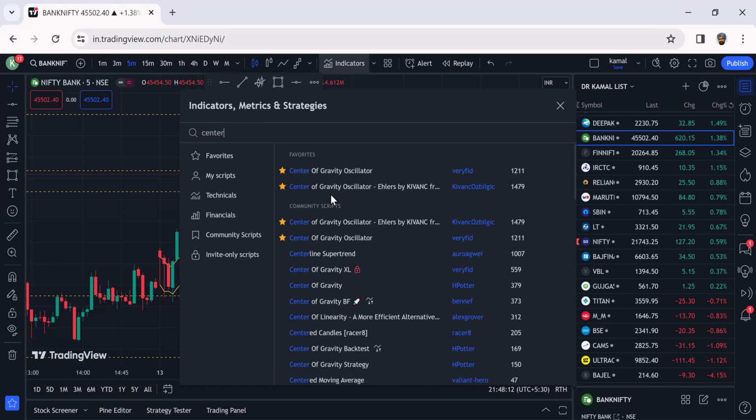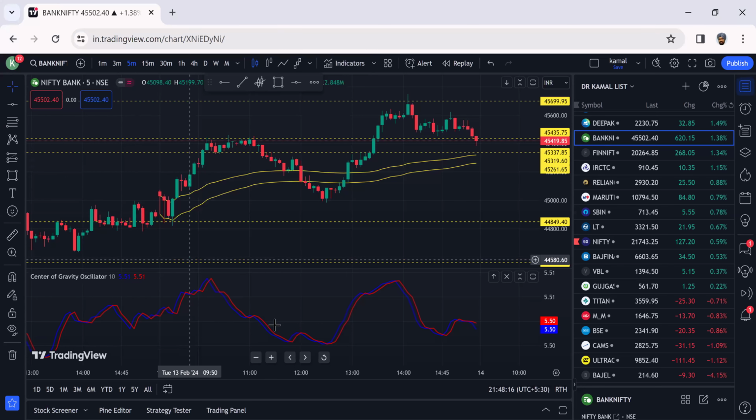Center of gravity oscillator by Ehlers. You just plot it down. It is an underlay indicator which is freely available. Do copy its source and keep it with you because you never know when it becomes locked or you may not be able to use it.